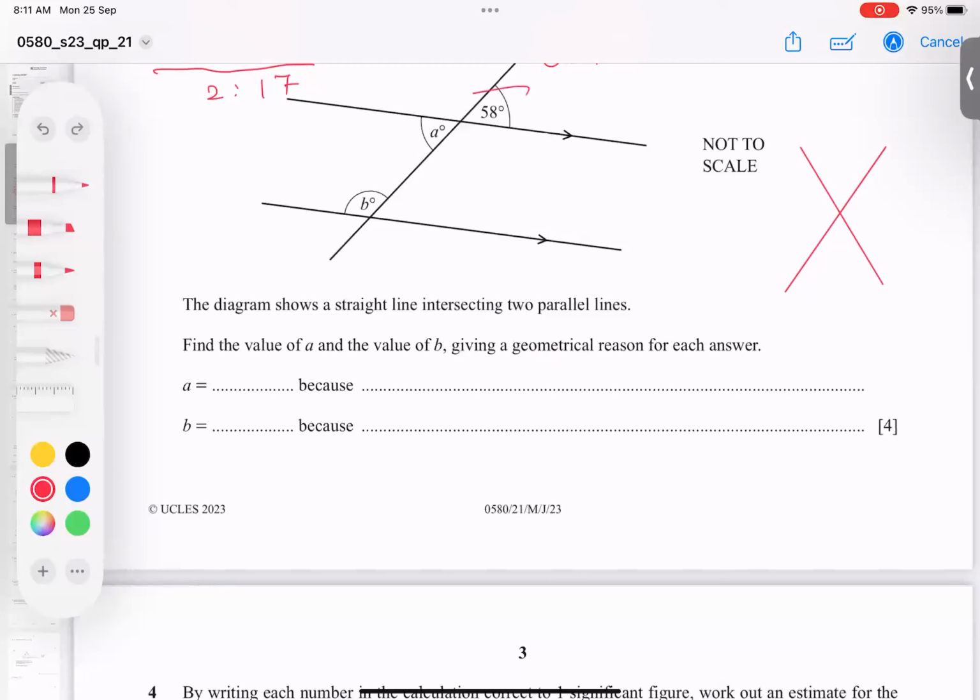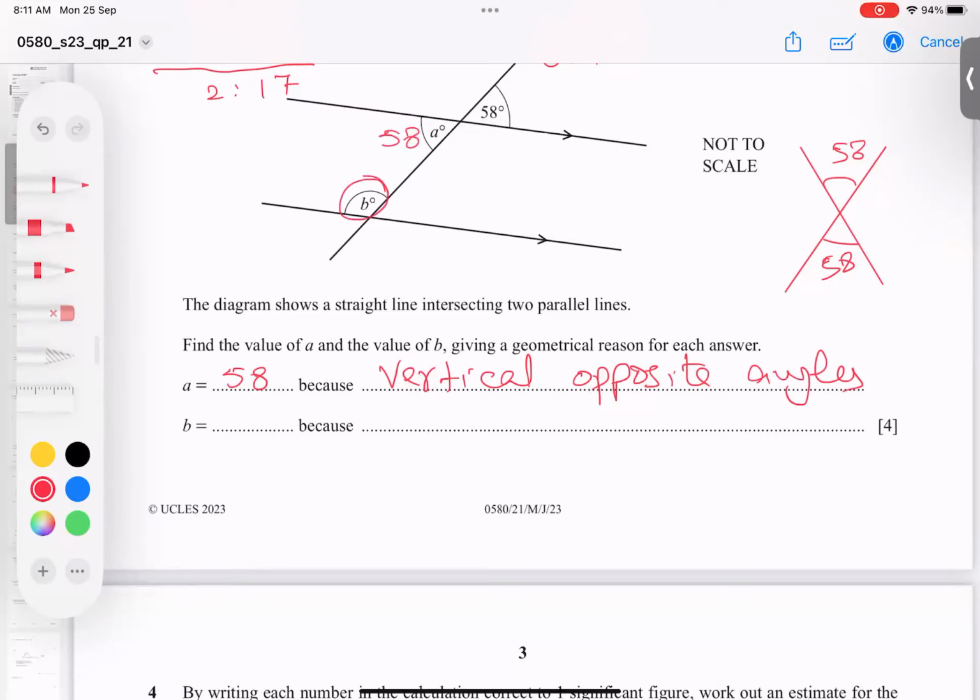First of all, what is A equal to? Because this angle is 58, and this angle is 58, I can say A is 58. Vertically opposite angles. Vertical angle is also enough, but if you write opposite, then there is more clarity. Vertically opposite angles. And we have this answer, 58.